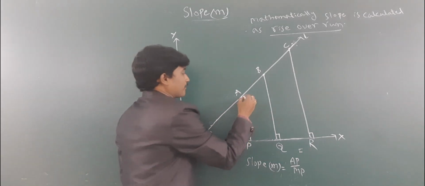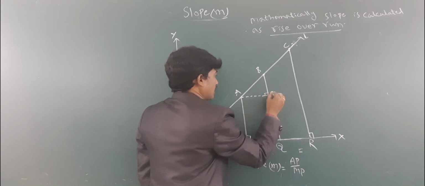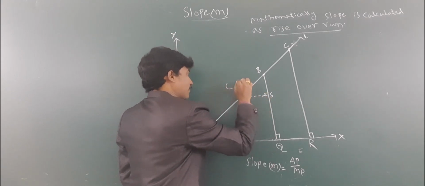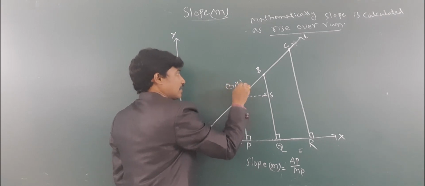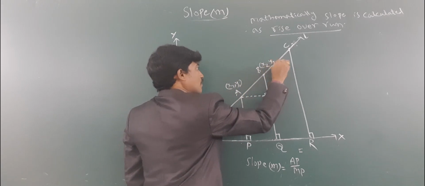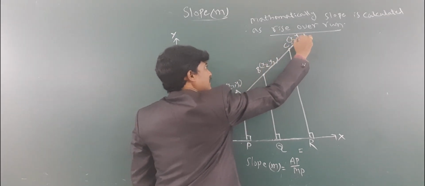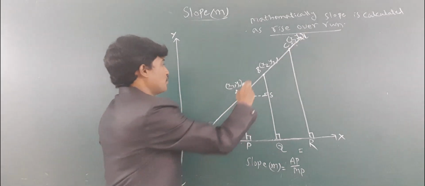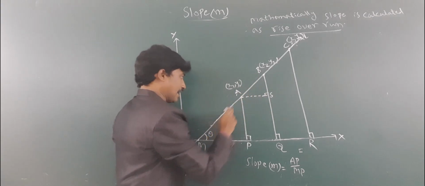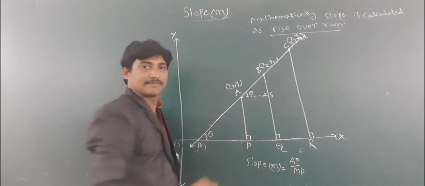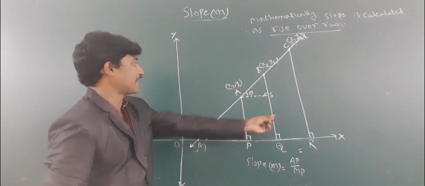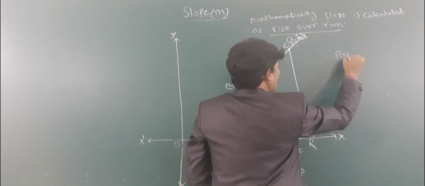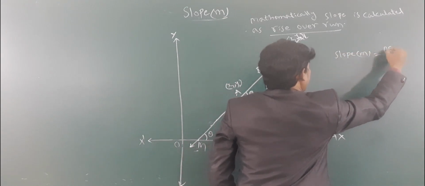Here I am drawing AS perpendicular to BQ, and the ordered pairs are A (x1, y1), B (x2, y2), and C (x3, y3). As triangle AMP is similar to triangle BAS, since angle A and angle M are corresponding angles, these two triangles are similar, so we can write the slope M is equal to BS by AS.